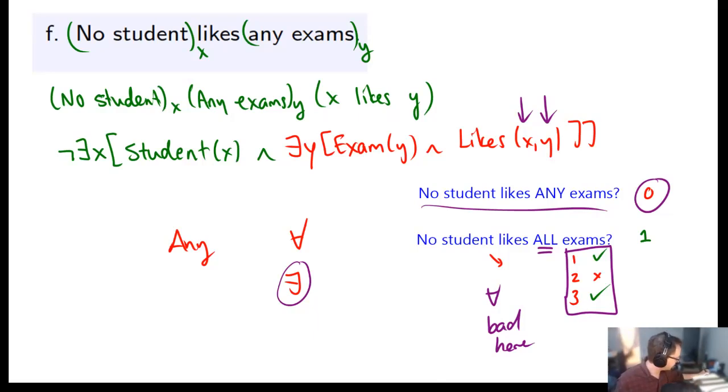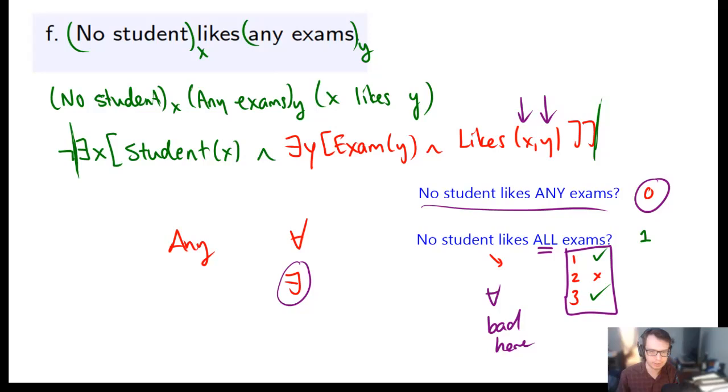If we also just sort of section this off and think, okay, what does this say without this negation up front? There's a student that likes some exam. There exists an X such that X is a student. There exists a Y such that Y is an exam, and X likes Y. So some student likes some exam. If we negate that, then we're saying there's no student that likes some exam, which is the same thing as saying that no student likes any exam, which is exactly what we want.